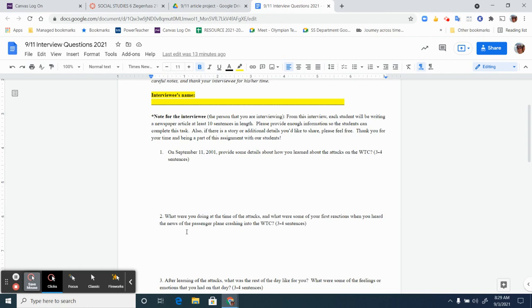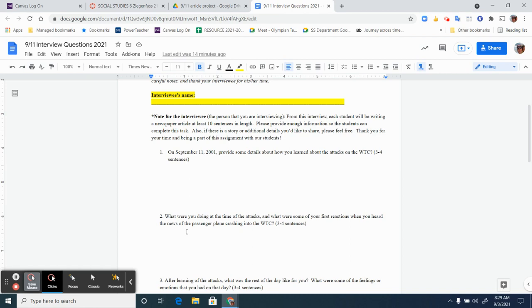Also, try to write down information so that you don't have your information repeated. For example, in number 1, it says provide details about how you learned about the attacks. Many of the adults in your life are going to mention that they heard about the attacks when they were listening to events take place on the radio.